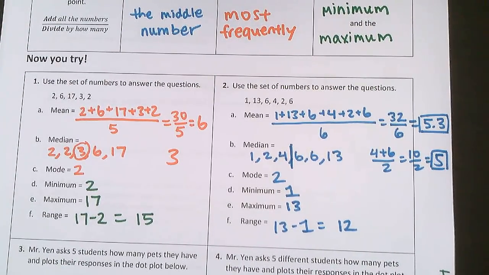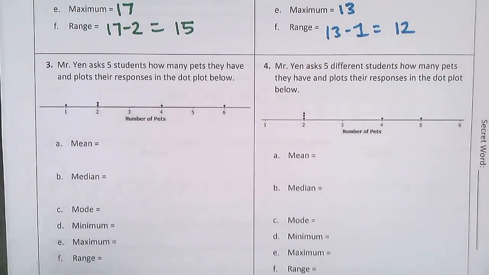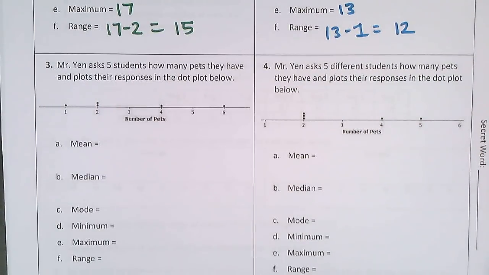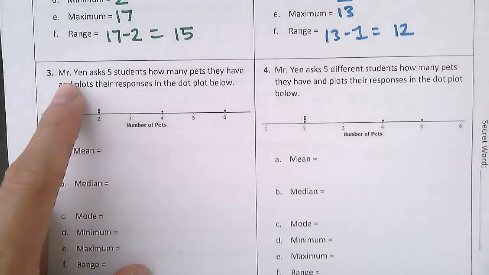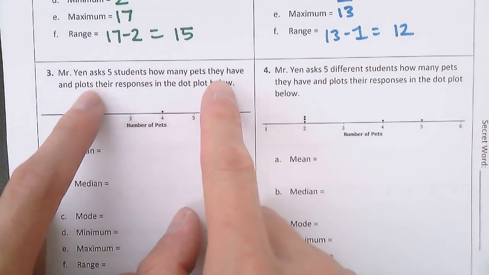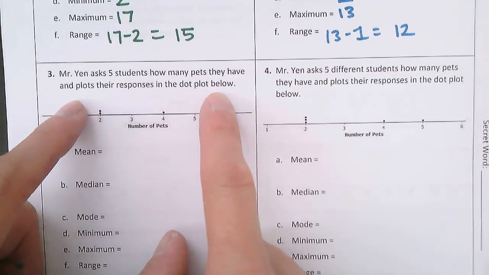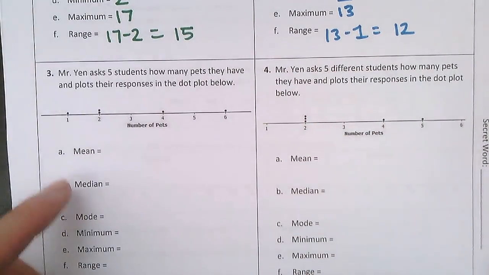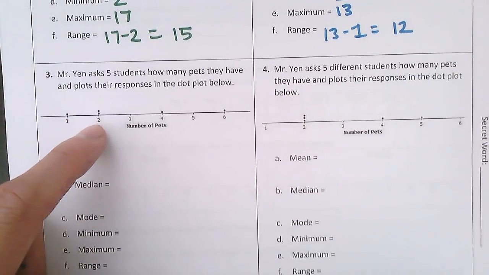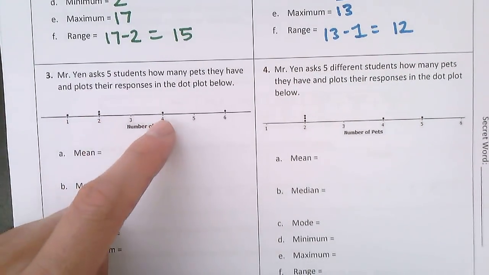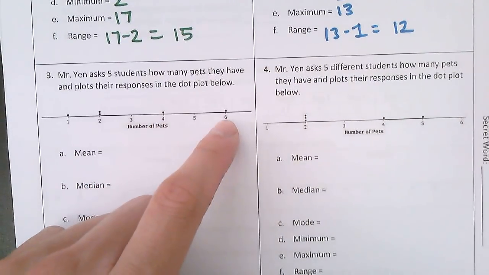And now let's try something a little harder. For number 3, Mr. Yun asks 5 students how many pets they have, and plots their responses on the data dot plot below. So there's 1, 2 people said 2, 1 person said that they have 4 pets, and 1 person said that they have 6 pets.